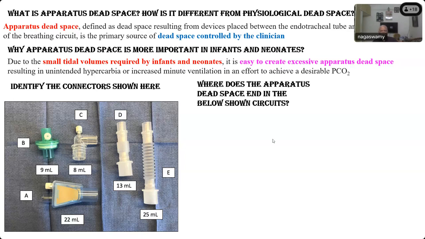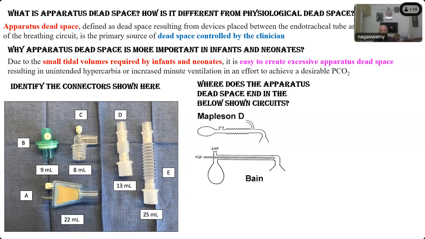Okay. So where does the apparatus dead space end in the circuit shown below? This is a very common question asked in the examination. So I am showing pictures here. Can you tell me where the apparatus dead space ends? This is Mapleson D, or the modification. This is the Mapleson D circuit. In all these, can you tell me where exactly the apparatus dead space ends?